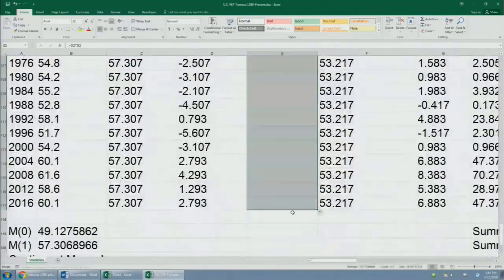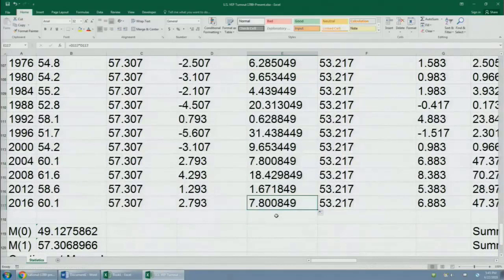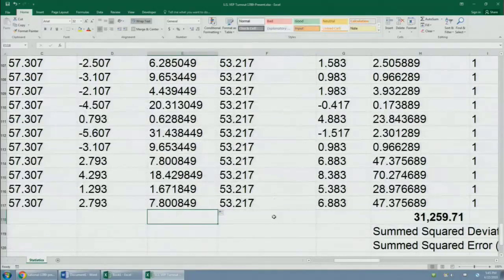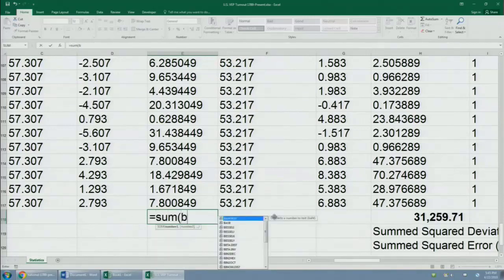What makes it a better prediction? This is the holy grail of prediction. It's a better prediction when the amount by which we're off is less, right? That's what the sum squared deviation is going to tell us. If we add all this up, moment of truth, is it going to be less than 31,259.71? If so, we have a better prediction. Sum B2 to B117.